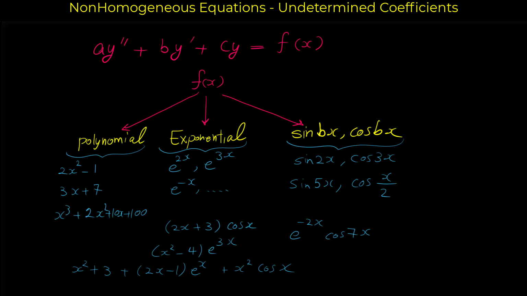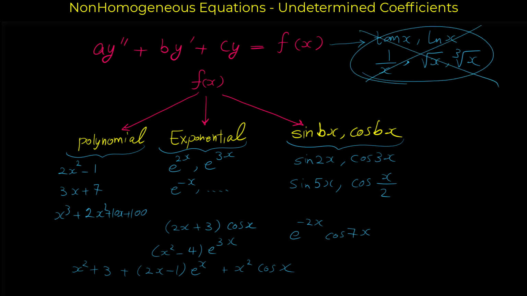Don't forget this. For example, if f of x is something like tangent of x, ln of x, reciprocal functions like 1 over x, square root of x, cube root of x, and functions like this, unfortunately, the method of undetermined coefficients doesn't work. So don't apply this method for these types of functions. It's very important. We can find the particular solution only when f of x is of these types of functions.